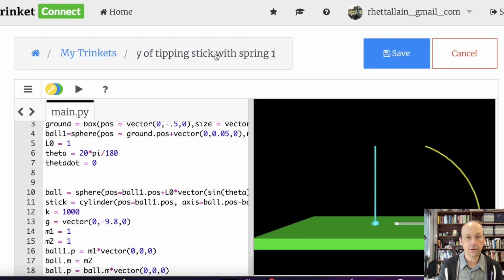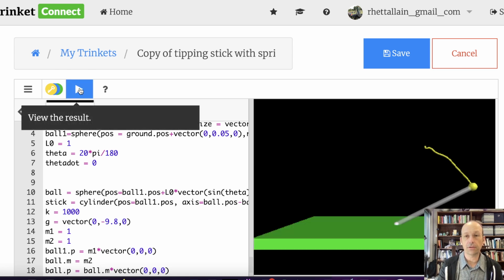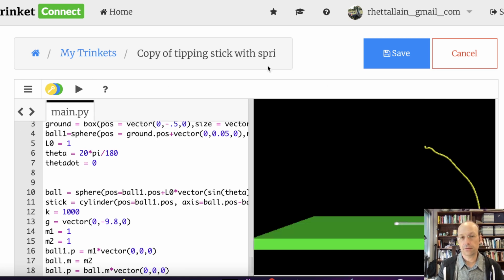Okay, so let me run this. Okay, so it is working. That's, I guess, what I would expect. Why does it shake? Was it shaking that much before? Okay, let's see. So this is called tipping stick spring with 2 masses. Does that sound okay?